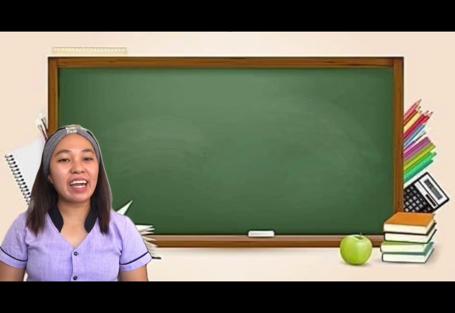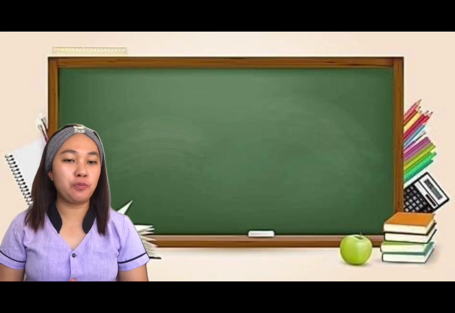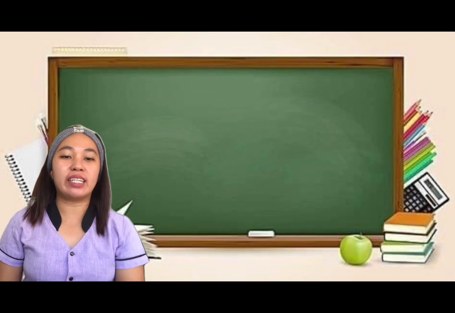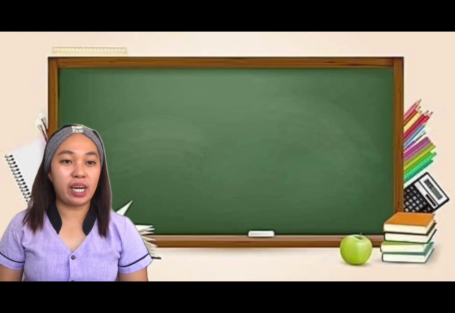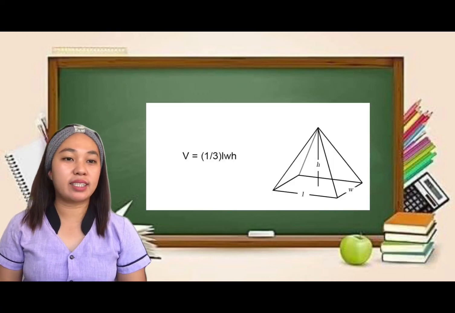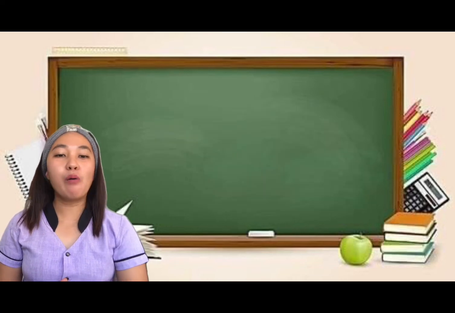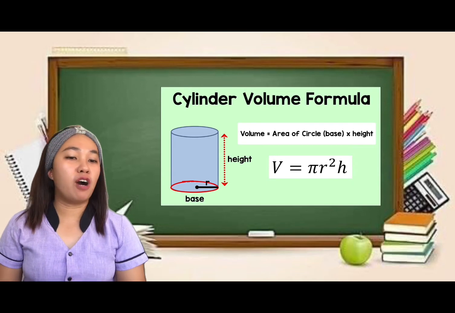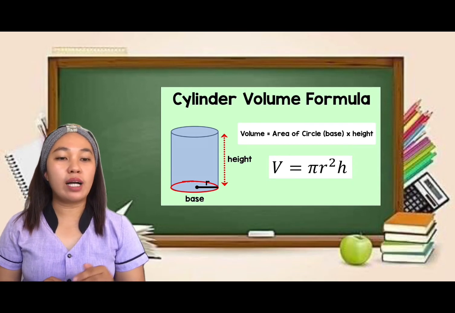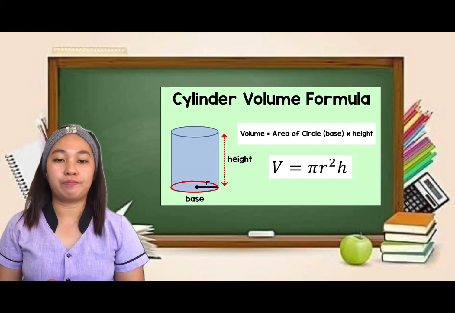Okay class, can I ask you some questions? Can you recite the volume of a pyramid? Okay, Ate Nicole. Very good. The volume of a pyramid is equal to length times width times height divided by 3. How about the volume of a cylinder? Okay, Kuya Ben? Very good! The volume of the cylinder is equal to pi times radius squared times height.